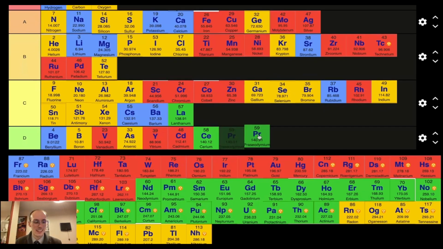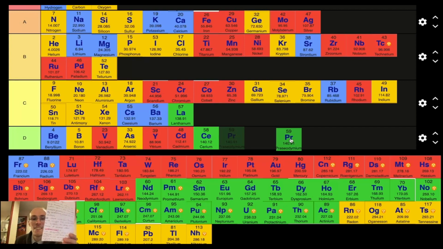Praseodymium is next up, element number 59. So the name praseodymium, I've written here, comes from the ancient Greek prasenes, meaning leek green, because praseodymium is a green element.